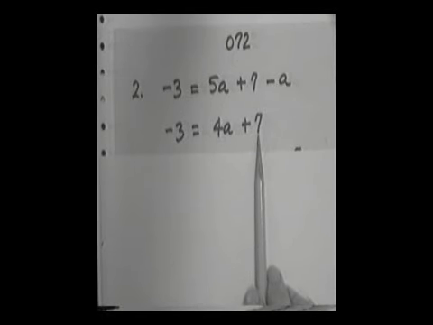Remember the golden rule. If we add -7 on the right side, we must also add -7 on the left side. And so we have -3 add -7, then the equals mark, then 4a plus 7 plus -7. We add -7 to both sides of the equation. Here's the extra number we're adding to both sides of the equation, -7.